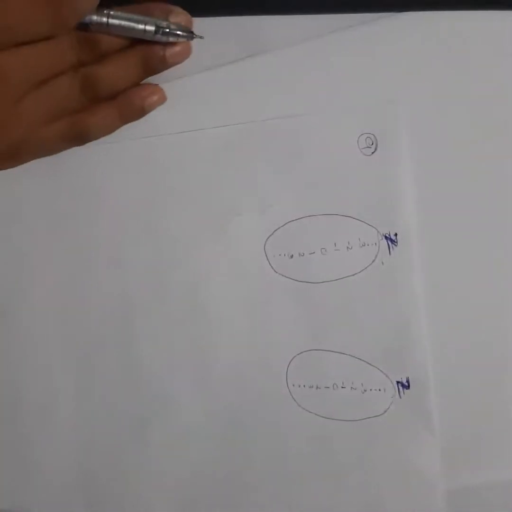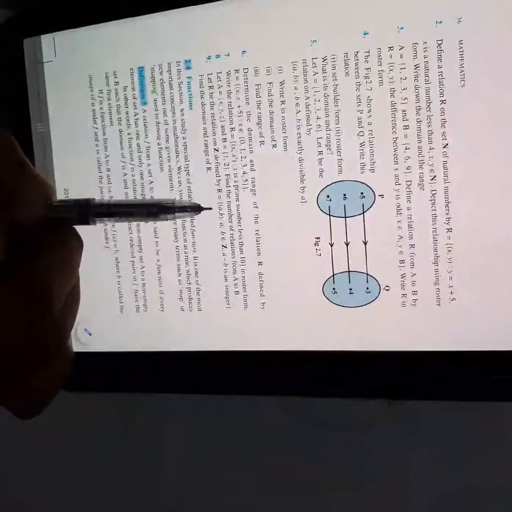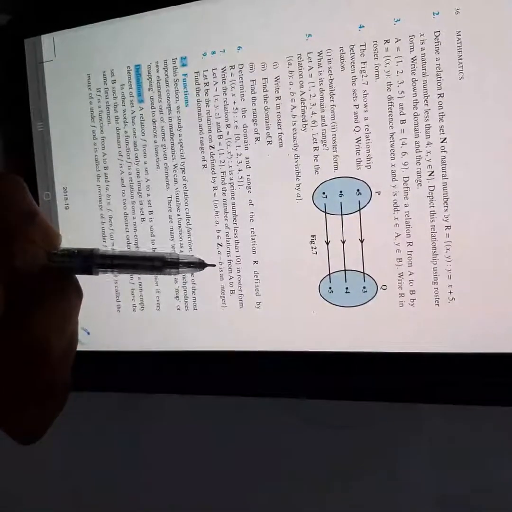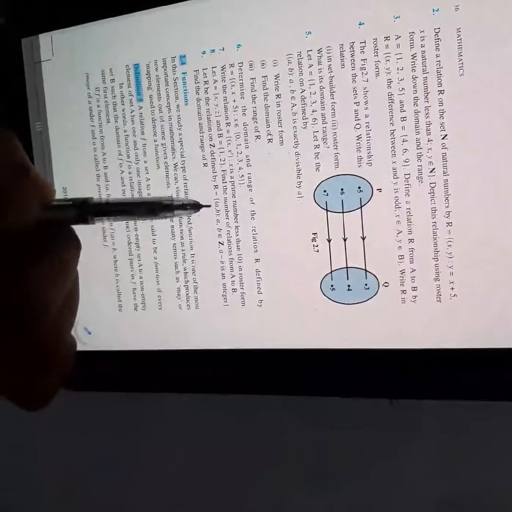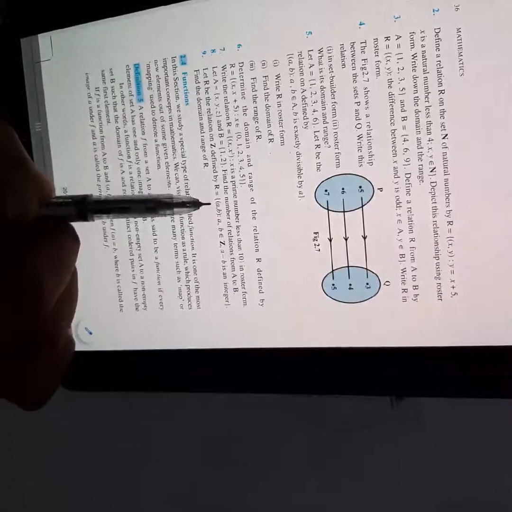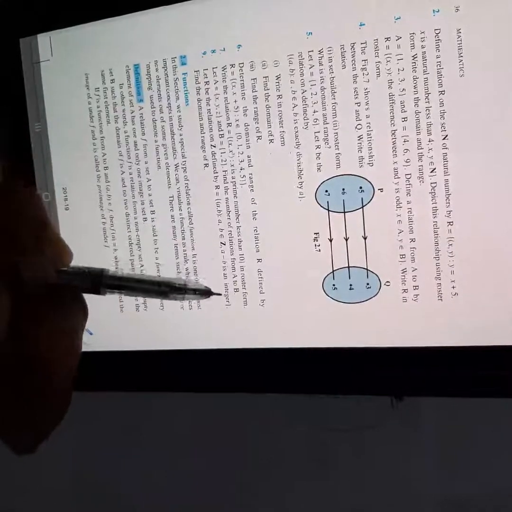Now what is the relation they have defined? See carefully. They have said the relation is defined by (a, b), where a and b are related how? a minus b is an integer. It means if you subtract these two, it should be an integer. Only those elements must be there in the relation set in which, if I subtract the first and second element, the result must be an integer.